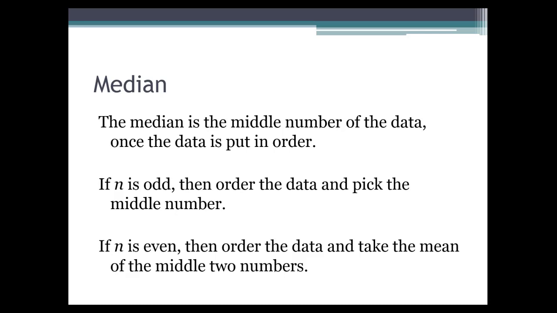All right, the median. Median is the middle number of the data. You have to put it in order first. The particular way you calculate the median depends on the sample size. If you've got an odd sample size, then you just put the data in order from least to greatest and pick the middle number. If n is even, then you put the data in order from least to greatest, and you take the mean of the middle two numbers.